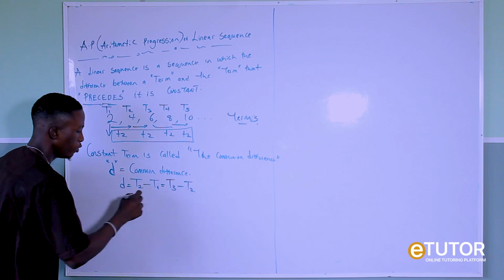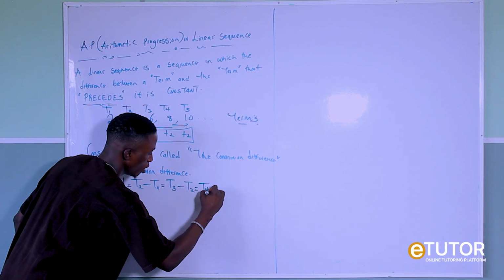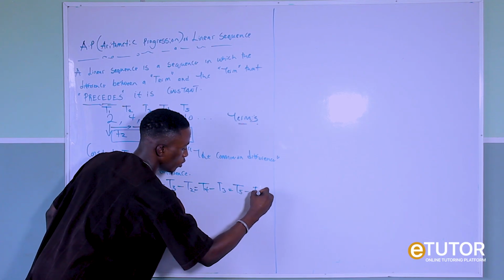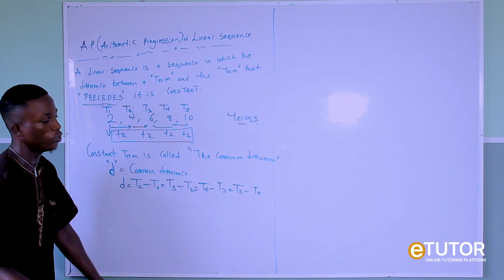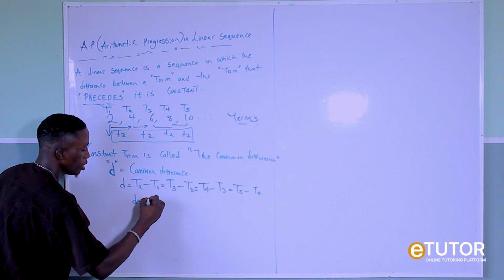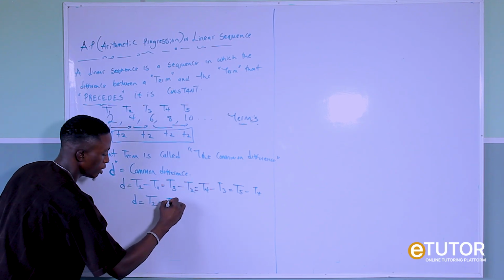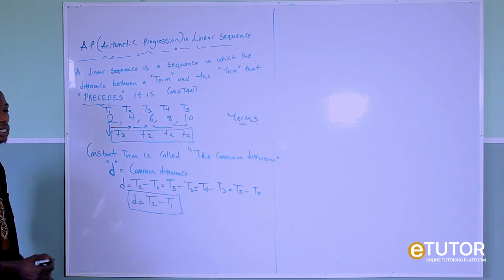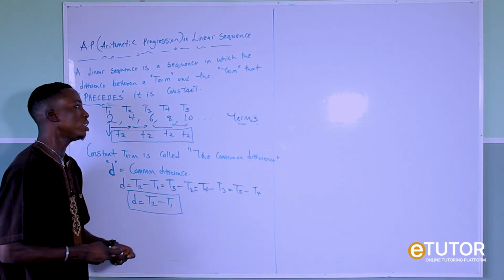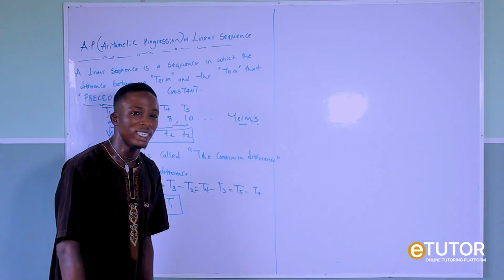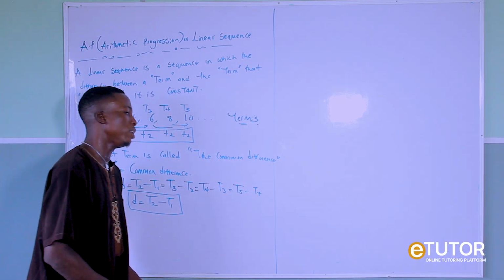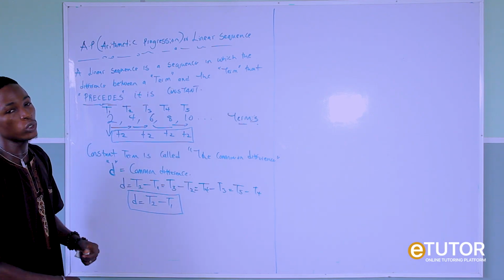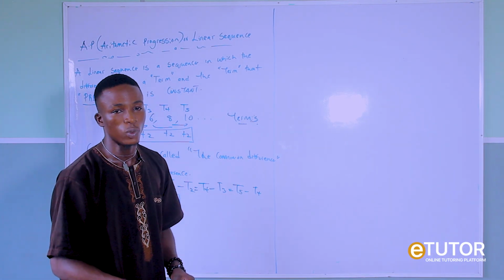The formula can also be T4 minus T3. It can also be T5 minus T4, and so on and so forth. But you can simply put it as T2 minus T1. So this is the formula for the common difference. Remember, the common difference is the constant term in an AP. And what does an AP mean? An AP means arithmetic progression. You can also call it a linear sequence.